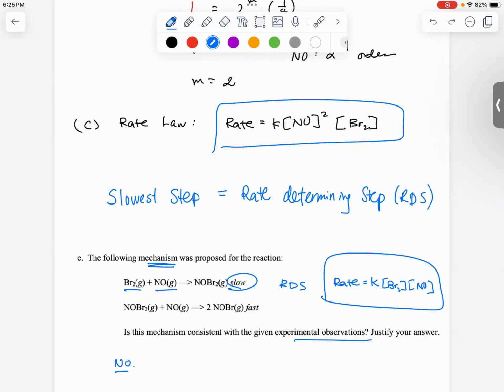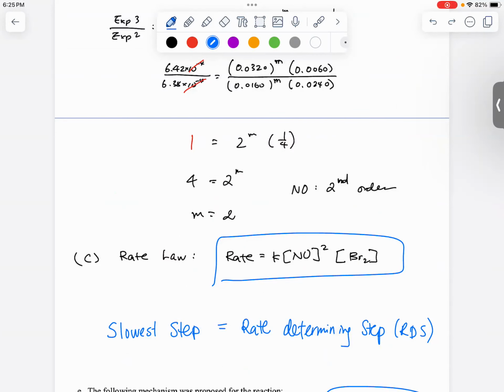All right, so that's the end of the rate law material. However, I would like to show you something. Let's take a look at number 2.